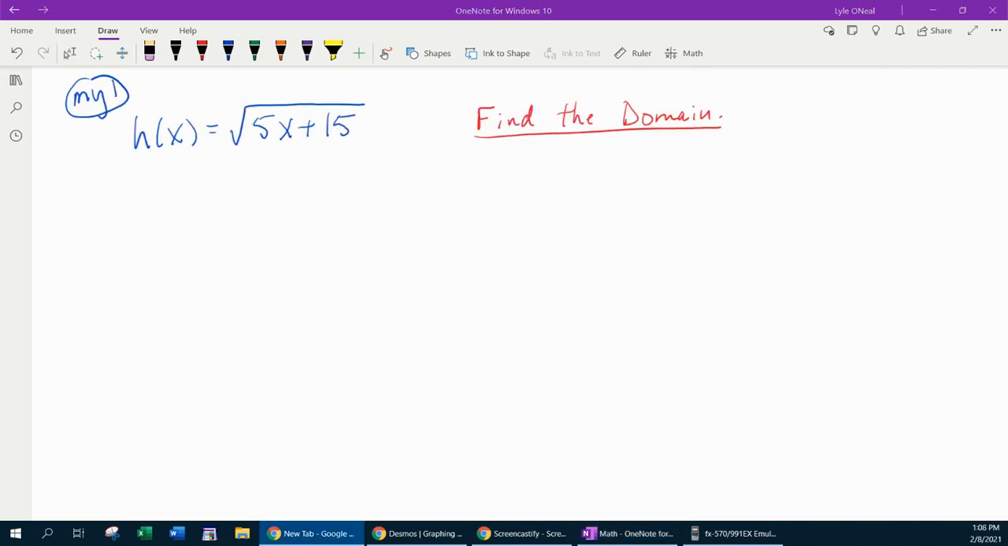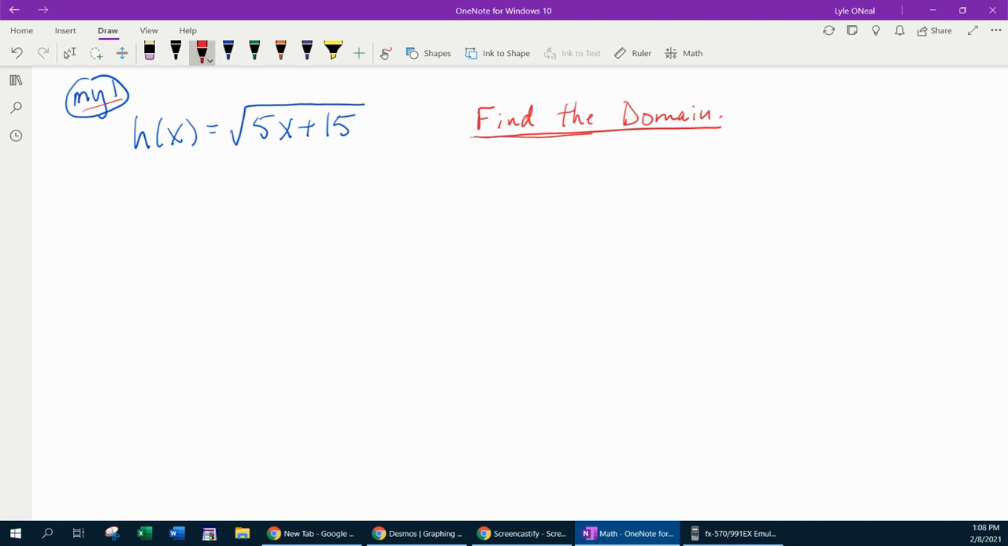All right, for this last example in this section, we're going to look at a square root function. There was not an example in the exercise set like this, so I made it up. This is my first example. And here we have h of x is the square root of 5x plus 15. You need to know that this is a square root function because we have a radical symbol with an index of 2. The index is the little number that sits right here on the radical. And if there is no number showing, that indicates a square root.